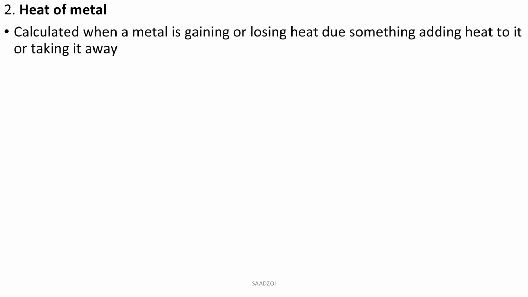So let's talk about the second variation, which is the heat of a metal. So calculating when a metal is gaining or losing heat due to something adding heat to it or taking it away.